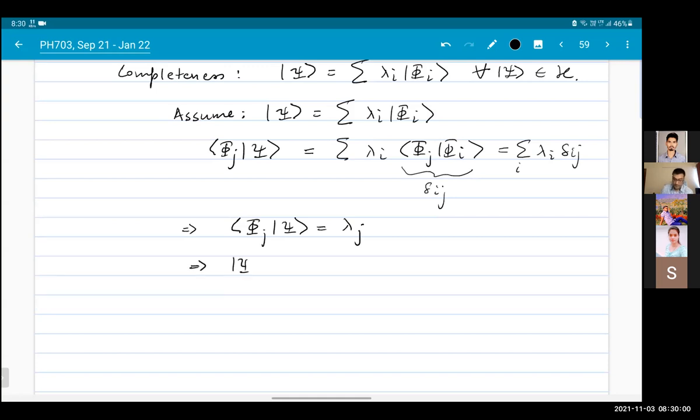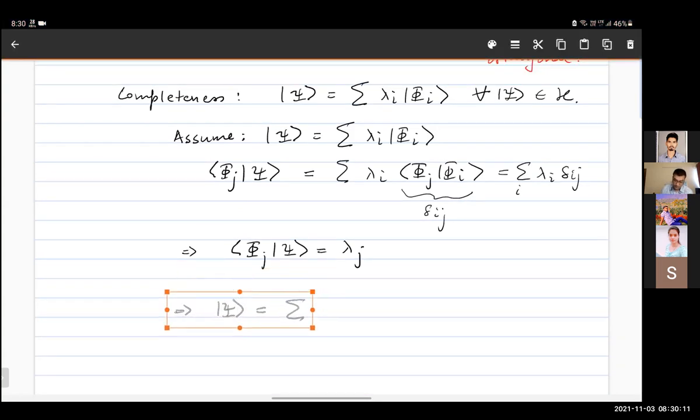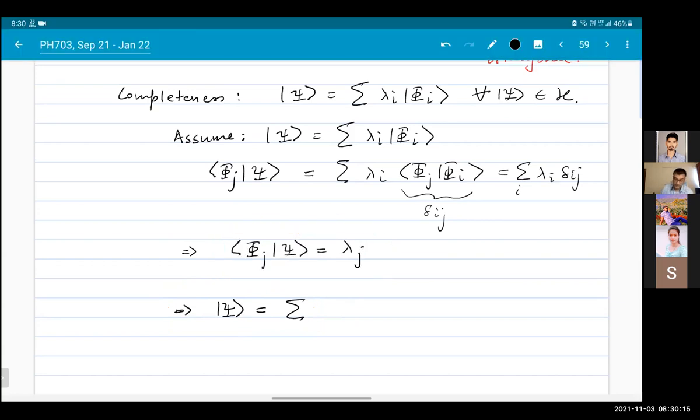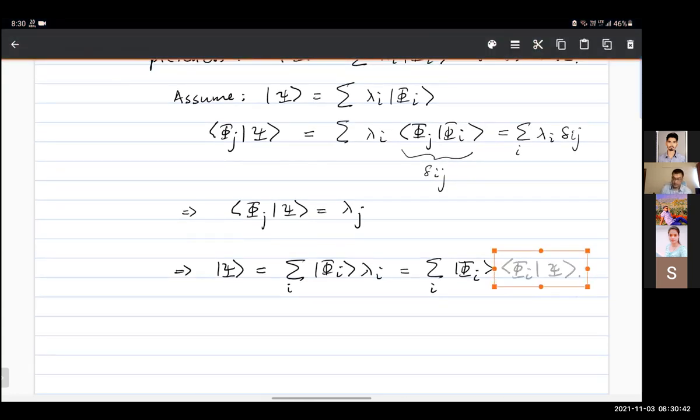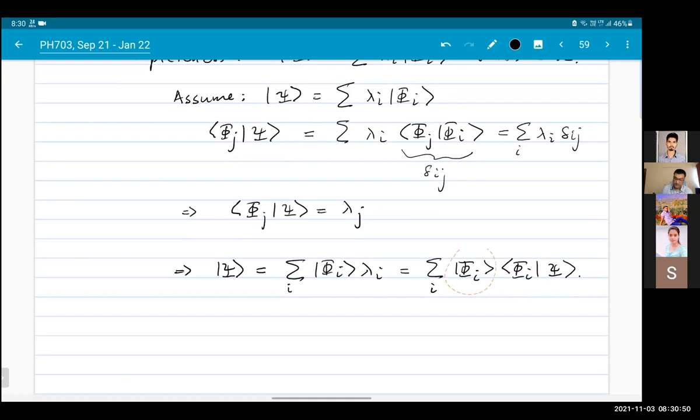And so your state psi can be written as a summation of, I'll replace this expression for lambda j, or I will write it as lambda i instead, and make a slight notational change. I'll put lambda i to the right of this expression. And what is lambda i? Lambda i becomes phi i. Now this expression is just a number. This is the coefficient of psi in this expansion, and phi i is our eigenstate.